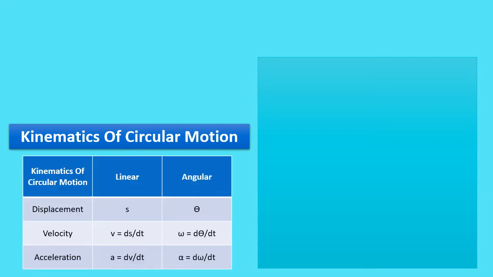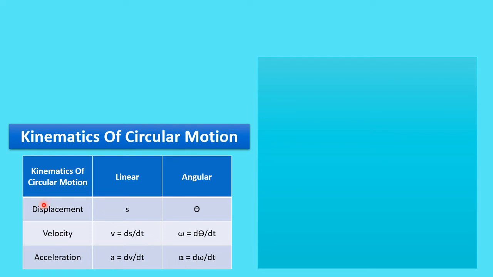Kinematics of circular motion. Look at the screen. We have given you one table. In this table, we have taken three kinematic quantities: displacement, velocity, and acceleration. And their representation in linear and angular motion. Displacement is represented by the symbol S in linear motion, and in circular motion, it is represented by the symbol theta.